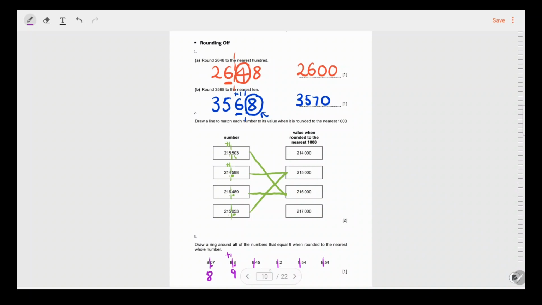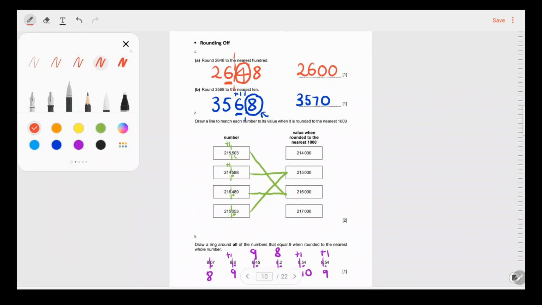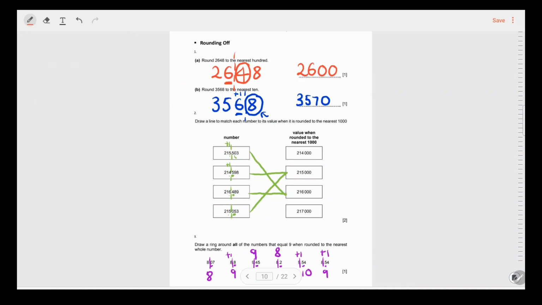So we continue this the same way. Here it's 4. We don't add anything. It's 9. Here it's 2. We don't add anything. It's 8. Here it's 5. We add 1. So it's 10. Here it's 5, we add 1, so it's 9. So the question wants you to draw a ring around the ones that equal 9. So we have this, and this, and this. And this is how we do this question.